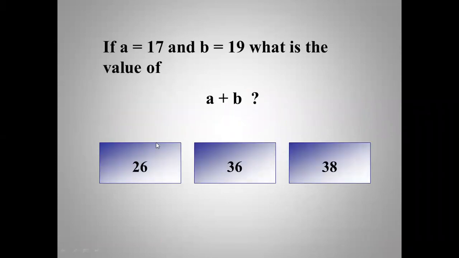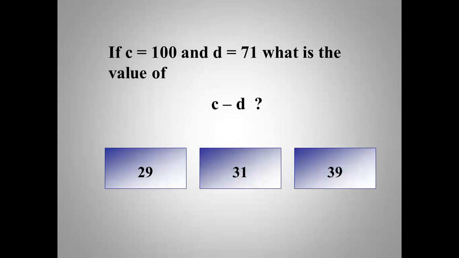If I have A equals 17 and B equals 19, what's the value of A plus B? I'm going to replace A with 17 plus B with 19, which is going to be 38. And here, if I got C equals 100 and D equals 71, I'm going to replace C with 100 minus D, 71, which is going to be 29.